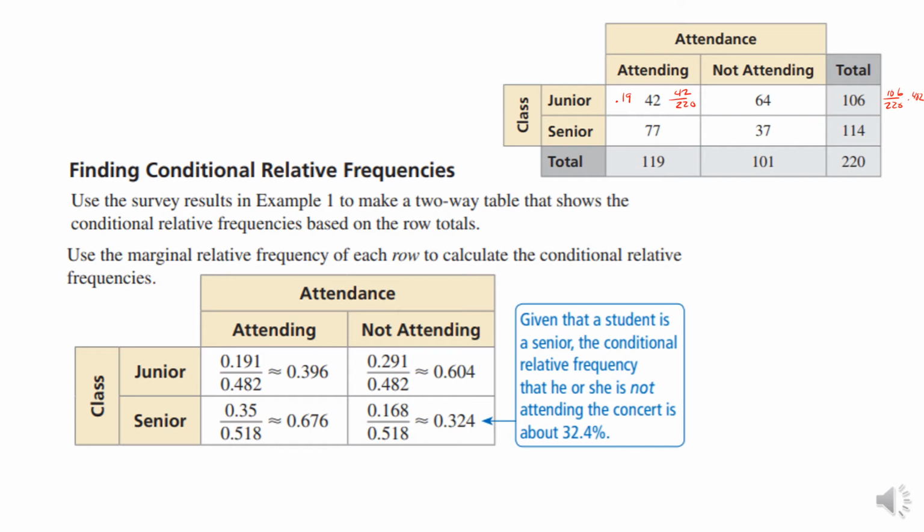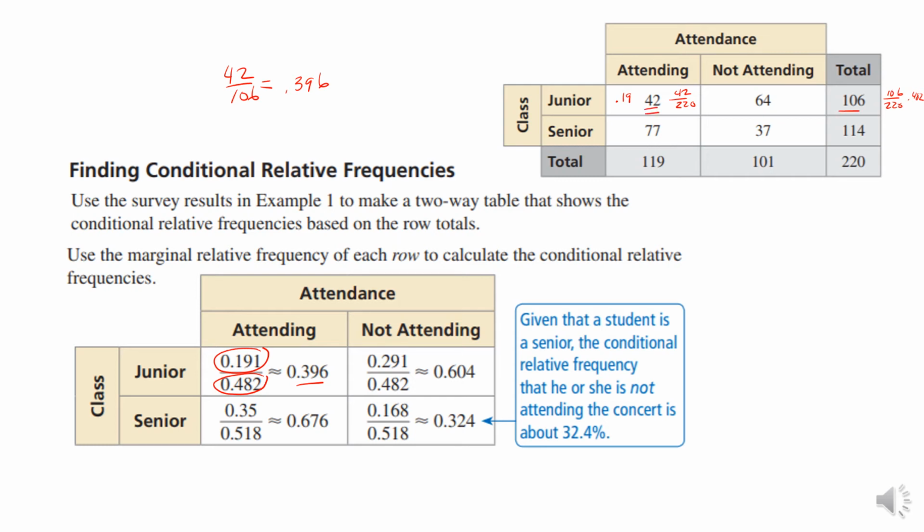Then to find the conditional relative frequency, they did the junior attending, which was the one we discovered up there, over the total juniors, and they got this one. Now, how I learned to do it was I just did 42 over 106, and that equals 0.396. So that's how I would have done it. I think it's a little bit faster if you're given this.